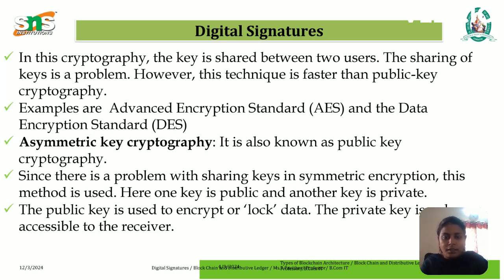Asymmetric key cryptography is also known as public key cryptography. Since there is a problem with sharing keys in symmetric encryption, this method is used here. One key is public and the other key is private. The public key is used to encrypt or lock data. The private key is used by the receiver to access it.